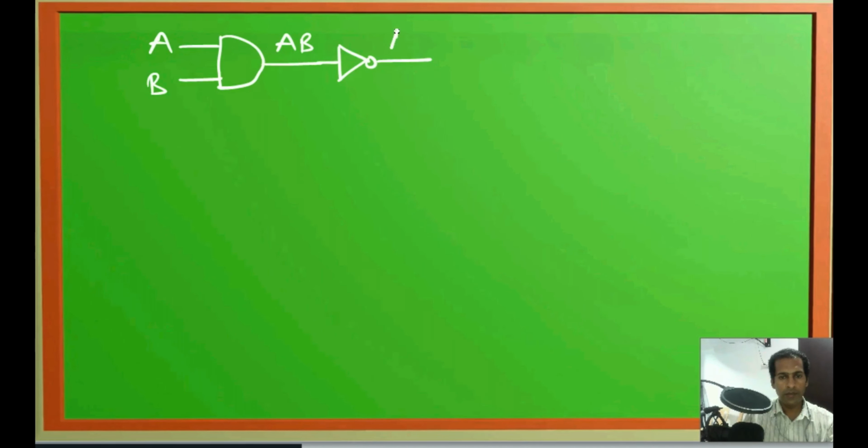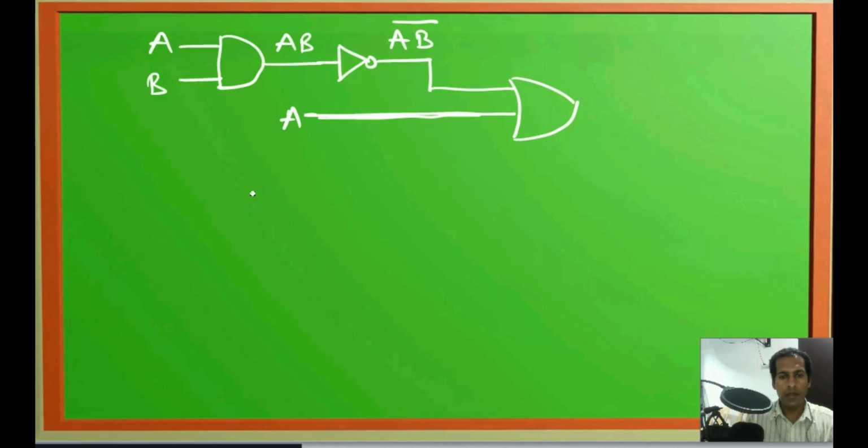So how will we get it? If we give A and B to an AND gate, the output is AB. If we give this output to a NOT gate, at the output of the NOT gate we get AB bar. Then the second input is A as it is, and this one will come from here. This is A.